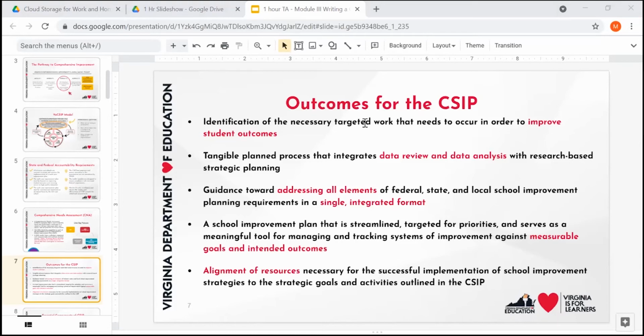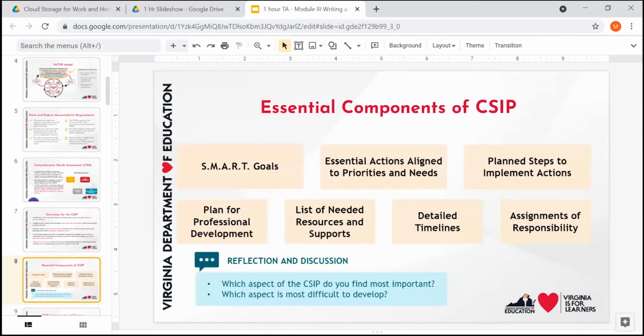In the school improvement plan, we have some essential components, such as SMART goals, essential actions that are aligned to priorities and needs, plan steps to implement the actions, a plan for professional development, a list of needed resources and supports, detailed timelines, and assignment of responsibility of implementation, and responsibility of monitoring.